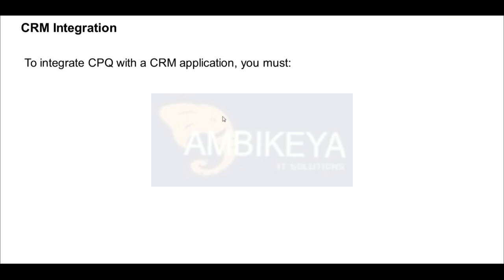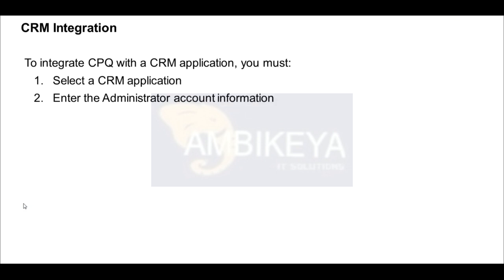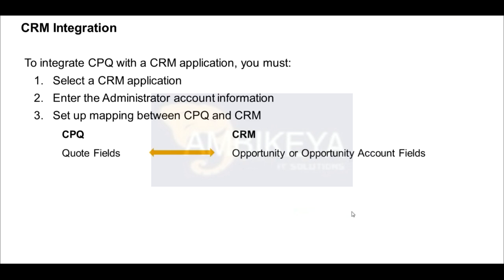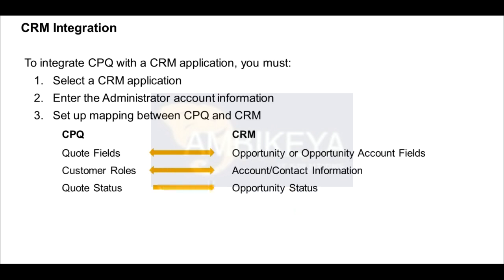So there are several steps to integrating CPQ with another platform, with another application. The first thing is you would go into the CRM integration section. You select a CRM application from the list, enter the administrator account information, and then you're going to set up a bunch of different mappings. And this is a list of all the different things you want to map. So the quote fields to the opportunity, customer roles to the account or contact, quote status to the opportunity status, market to the price book, and then user information.